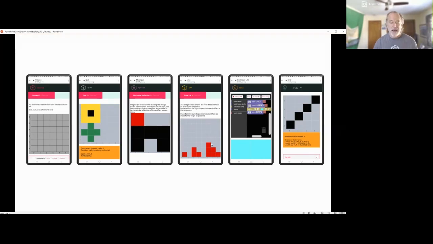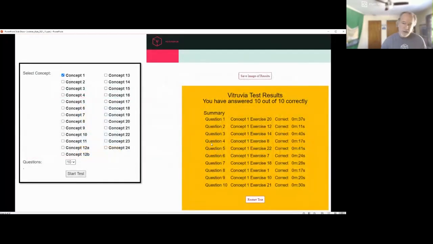So back to this, we have these mobile-friendly apps. This is a screenshot from my phone, and I want to talk about each of these briefly. So Vitruvia is an interactive web app that focuses on reading code. So you get to see a snippet of code, and the person is asked to recreate the artifact in a grid that would have been created had this code been executed.